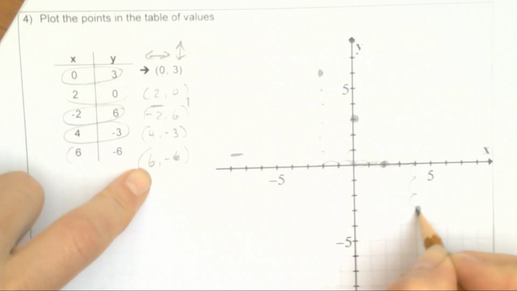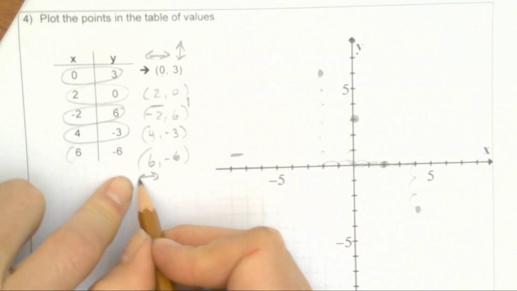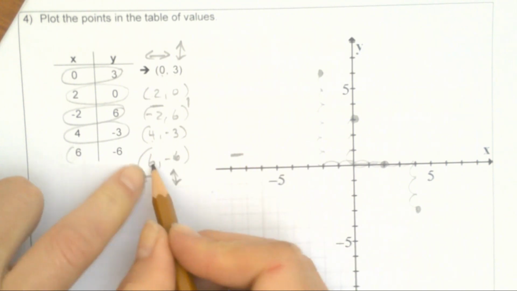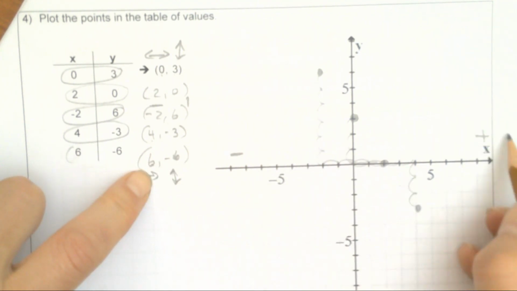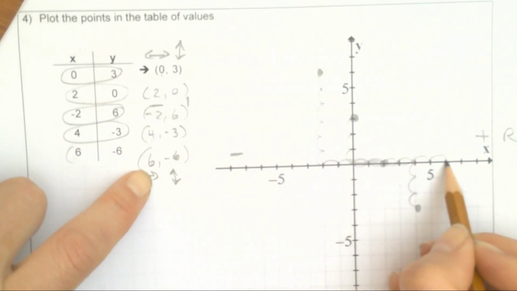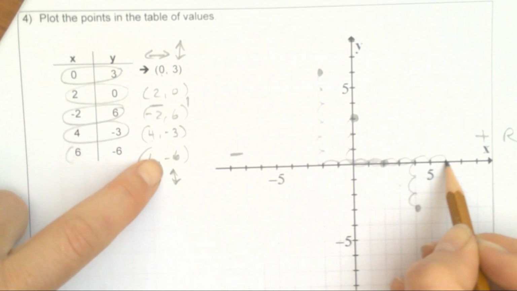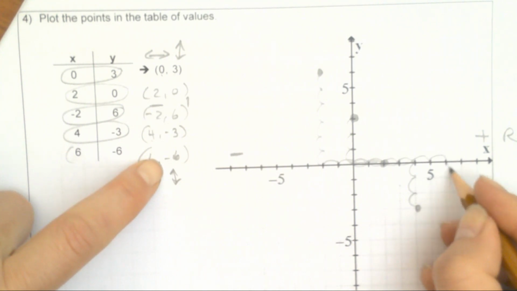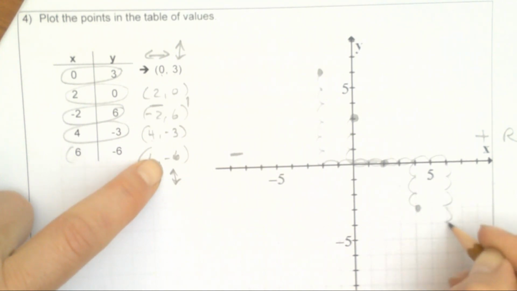There. Last one. So this is left and right, and this is up and down. So this is positive 6, so it's right. 1, 2, 3, 4, 5, 6. And don't put the point yet. You have to go down 6. 1, 2, 3, 4, 5, 6. There.